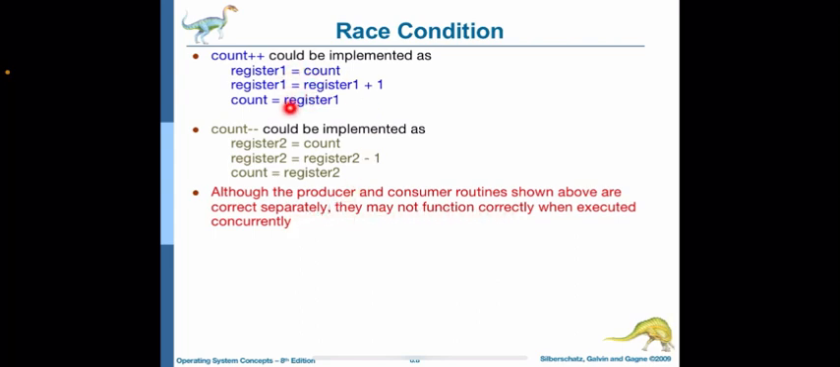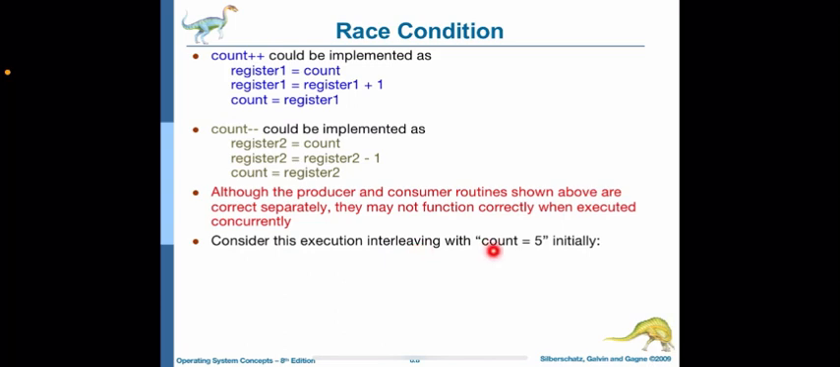If we look at these 3 steps together, this is correct, right? This is count plus plus. Definitely it works correctly. And count minus minus also, as a single unit, we can see that everything works properly. It just decrements the value of count by 1. But if these two processes, both producer and consumer, work together in parallel, they may not work correctly. Okay, we will see an example for that.